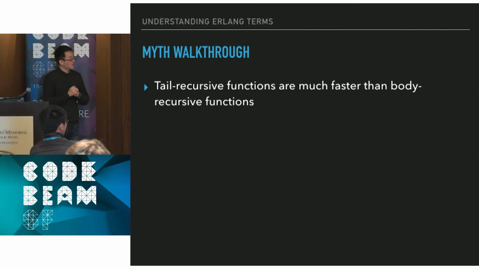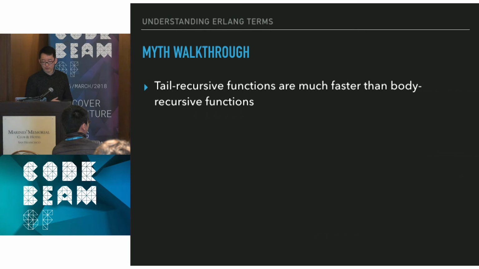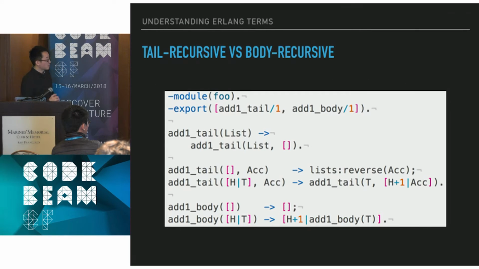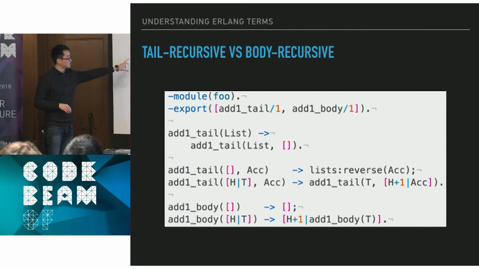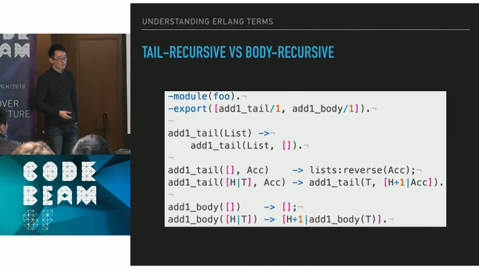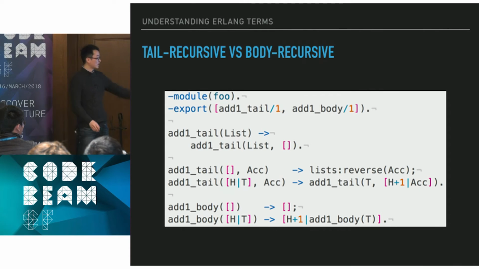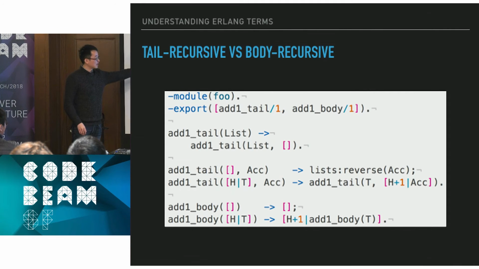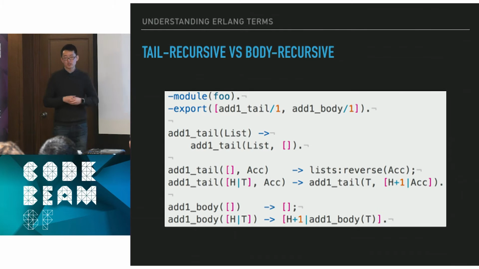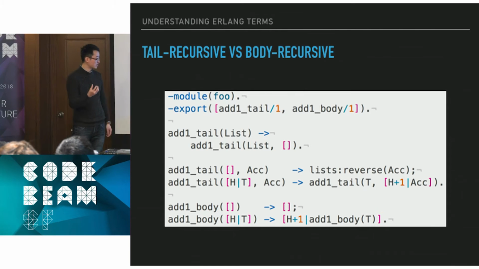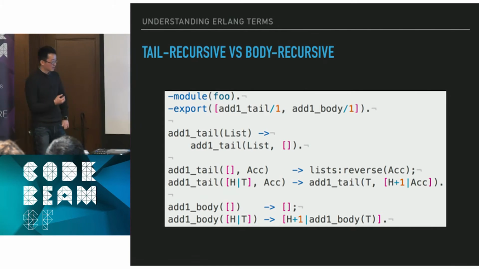Now let's walk through this myth that tail-recursive functions are much faster than body-recursive functions. For example, let's write a very simple Erlang program that just does +1 on the list. One is a tail-recursive version, where we use an accumulator as a helper, and in the end, we need to reverse it. And another is a body-recursive function, which is nice and clean, like that.